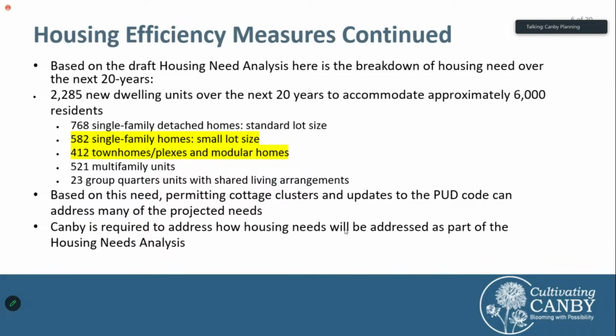We're seeing 582 single-family homes with smaller lot sizes being in demand, and 412 townhomes and plexes that are part of that mix as well. Those would be addressed, we think, with the code changes that we're now proposing that are efficiency measures, the cottage cluster in particular for the smaller lots, and for the townhomes and plexes, the planned unit development modifications that we're making would make that more allowable and permissible as a product diversification in that PUD process. So those are two items there that are part of that mix that we'll be talking about tonight.